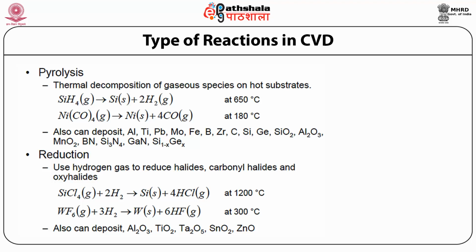In this we use hydrogen gas to reduce halides, carbonyl halides, and oxyhalides. So SiCl4 we reduce with hydrogen to get silicon, and HCl in gas form goes out. Similarly WF6 in gaseous form reacts with hydrogen and deposits tungsten, and HF gas goes out. Similarly we can deposit these materials as shown below.